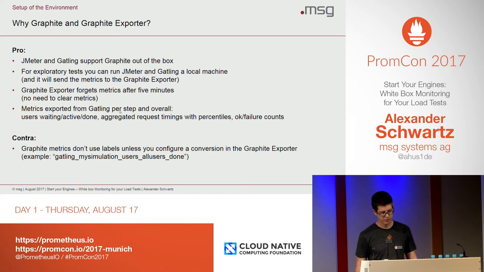Something you might want to watch out for if you use the Graphite exporter as it is: it will give you metric names with lots of underscores in there, things that should probably be label values. You can do without, but if you want to be a good leading example with good metric naming, you want to put in a conversion there. Otherwise, you have lots of underscores, and people will be asking, why should I use labels at all if the Gatling thing is not using them?